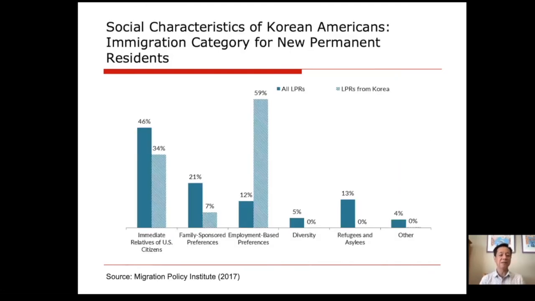The next slide is the social characteristics of new permanent residents. And what we see here is that, shockingly, 60% of all new green card holders hold that status because they are employment-based immigrants, right? It means that they have extraordinary skills, skills that the American native-born population cannot fill. That's why they're coming. It used to be that this number was very low when I immigrated in 1975. 75% of all the immigrants were family related, but now this has changed.